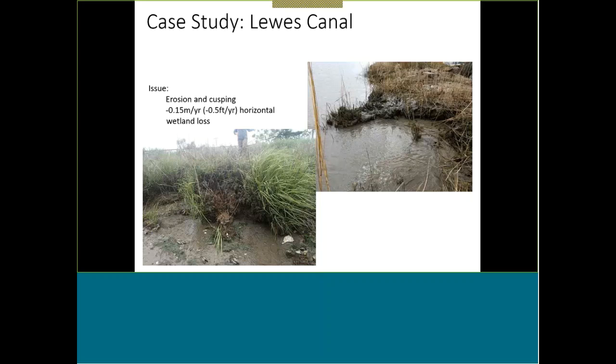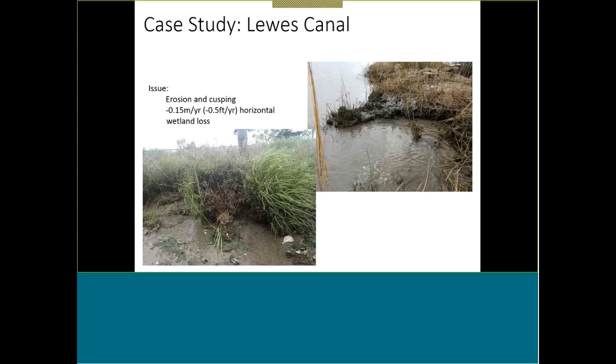But looking at the conditions that we know about at this site, we have documented erosion and cusping. Because we've been monitoring there for several years, we've been able to document about half a foot of erosion per year, which is the same that Chris was mentioning. It doesn't sound like a lot, but it does build up over time.